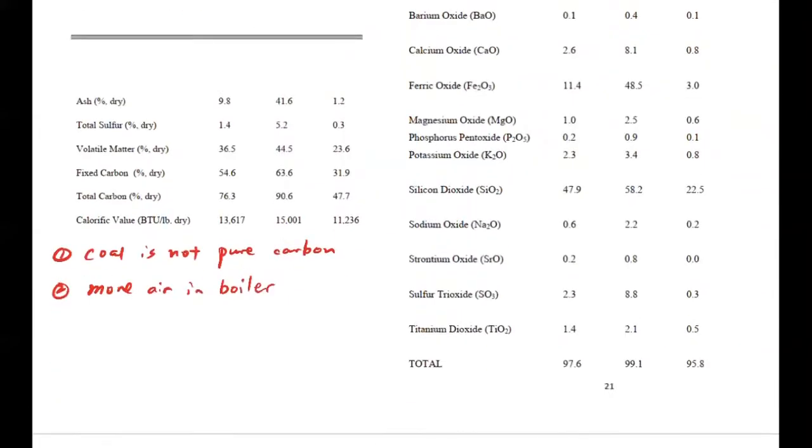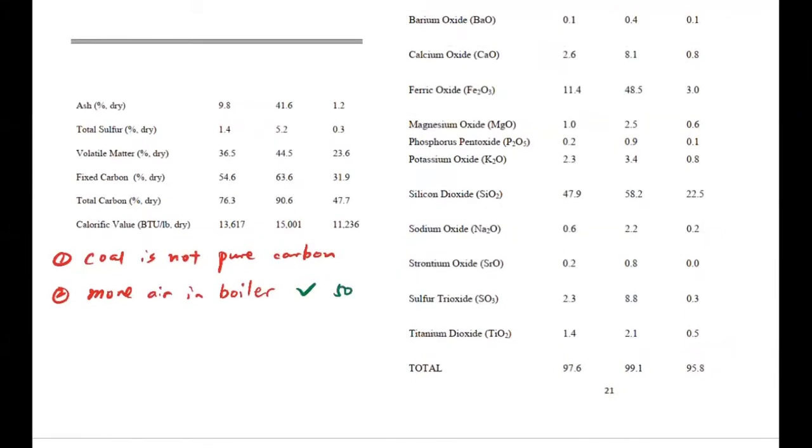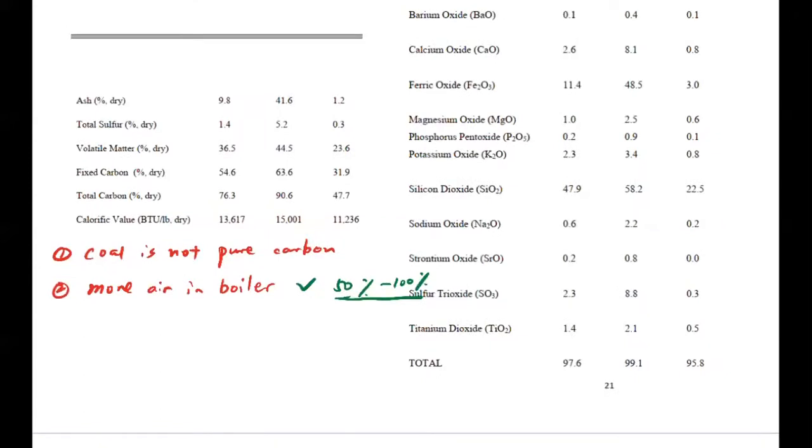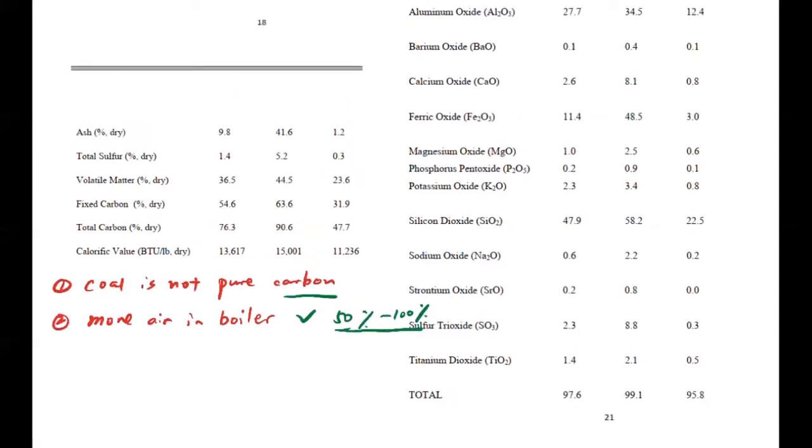So basically, this is the part where you can make certain assumptions. Let's say you can use a fraction of 50 to 100%. So if you can find some references on the value that you're using here, please include that in the report, right? And then in terms of the first problem, the coal is not a pure substance.